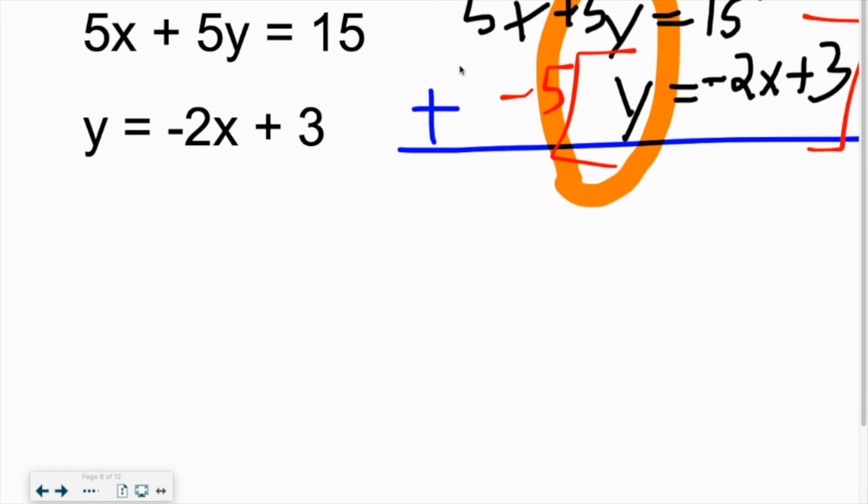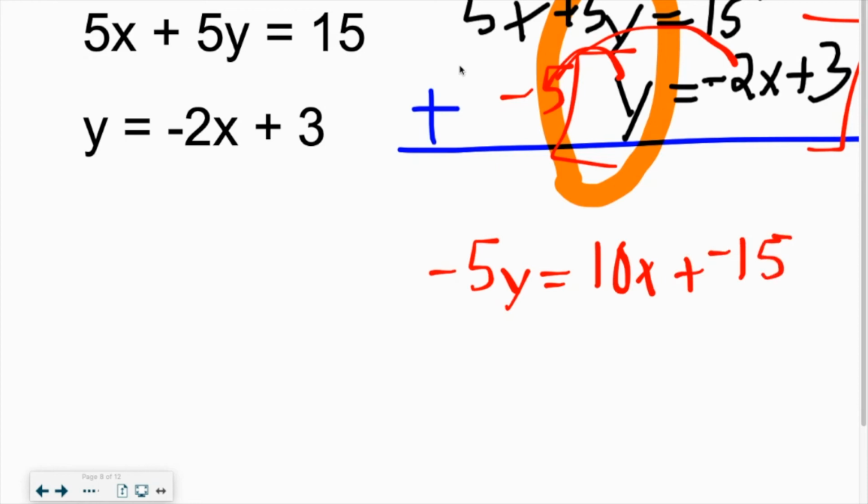I need to go down to the new line where I'm going to have this now. Negative 5y equals a positive 10x, because when you distribute two negatives, it makes a positive, negative 15. There's that second equation that I've rewritten after distributing. So I'm going to write that first equation again. I'm going to keep everything lined up, the 5y, the equal sign, and then I'm going to put that 15 way over here because it's already lined up with its like terms.